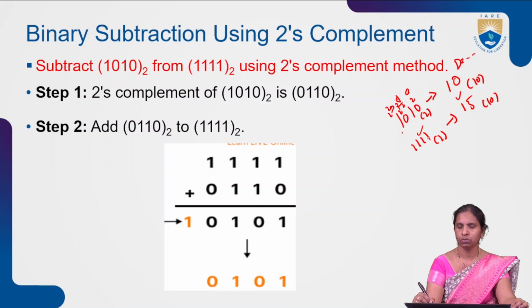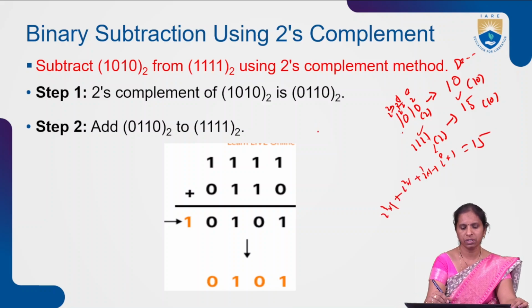Similarly here also, 2 power 0 into 1 plus 2 power 1 into 1, 2 square into 1 plus 2 cube into 1. Then you are going to get 15. So what do you want to subtract here? From 15, this is a larger number, you want to subtract the smaller number, nothing but 10. Then the answer you have to get here is 5.